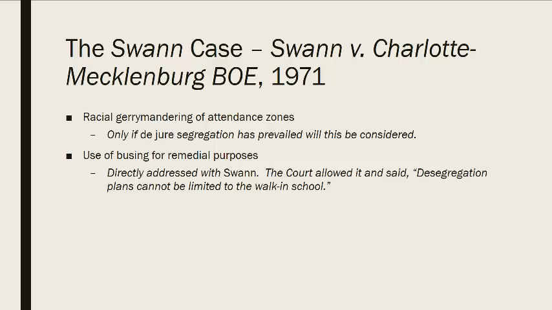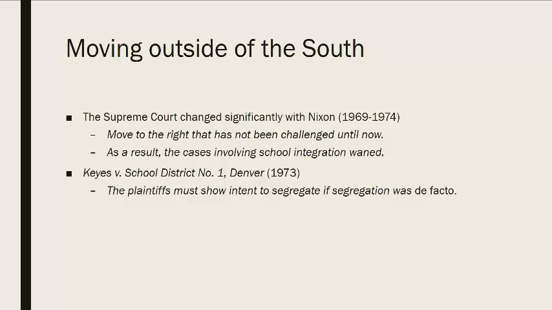And then finally, the use of busing. Directly addressed with Swan, the court allowed busing. It said desegregation plans cannot be limited to walk-in schools. So busing is going to be an important issue, and we're going to see Oklahoma City get involved at this point. And the Oklahoma City case that's going to start in the 70s will not be finalized until the early 90s, as we'll see in a slide in just a minute. So that's kind of what's happening.